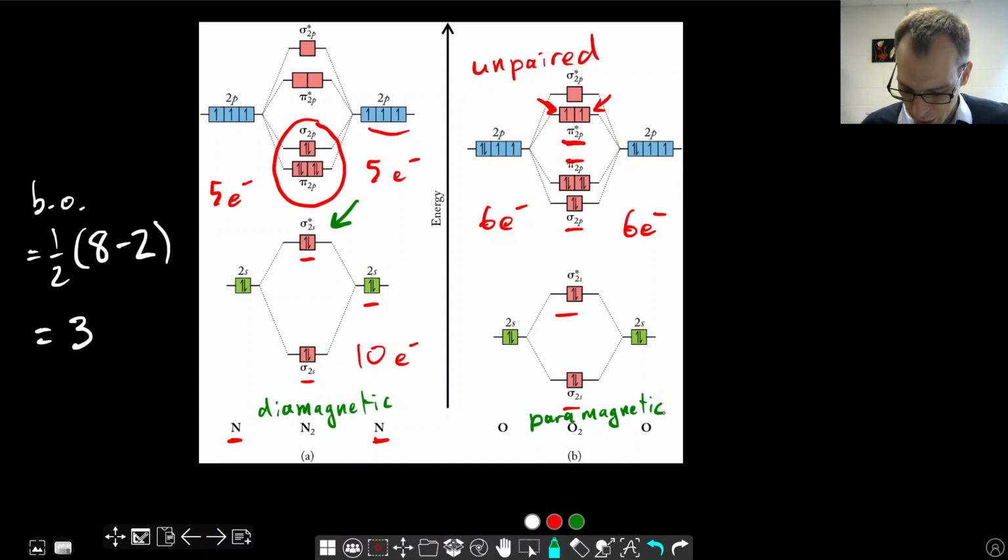By the way, I'll leave this as an exercise for you, but you should show that the bond order of oxygen is 2. So double check my math on that, but you should get that's a double bond, just like you get from Lewis dot structure or valence bond theory.